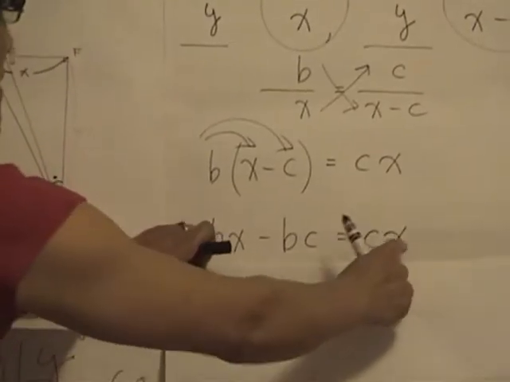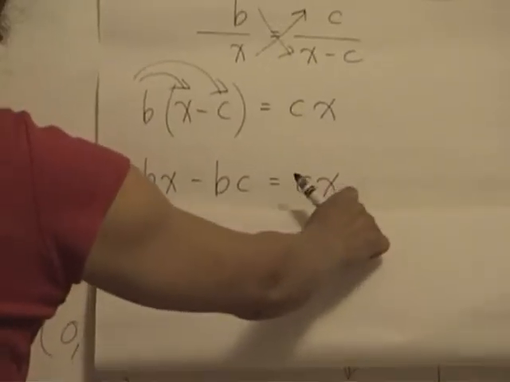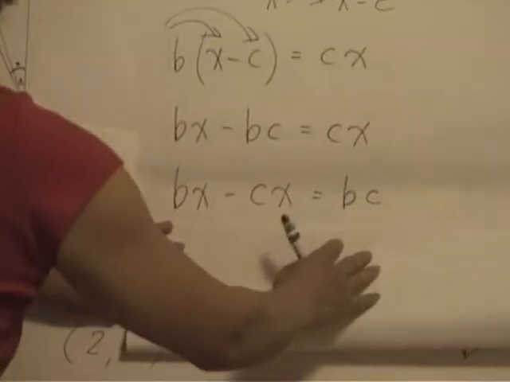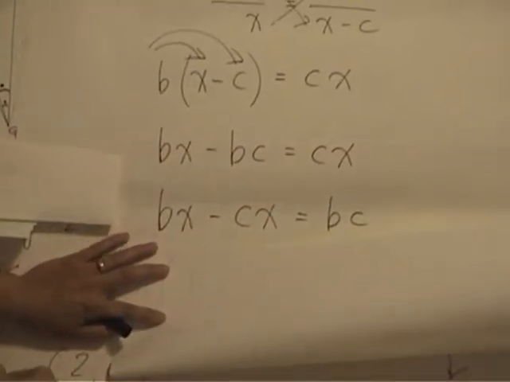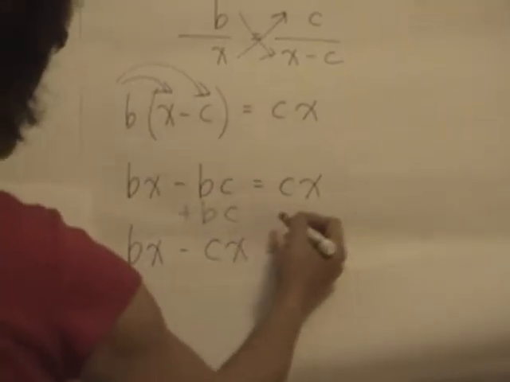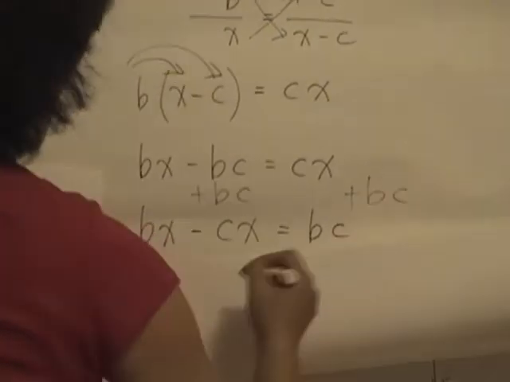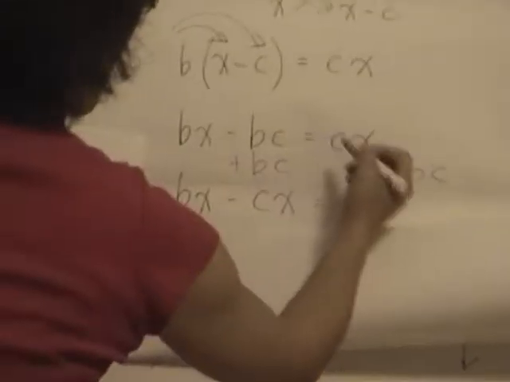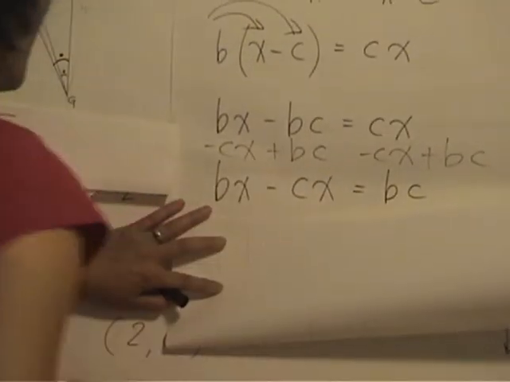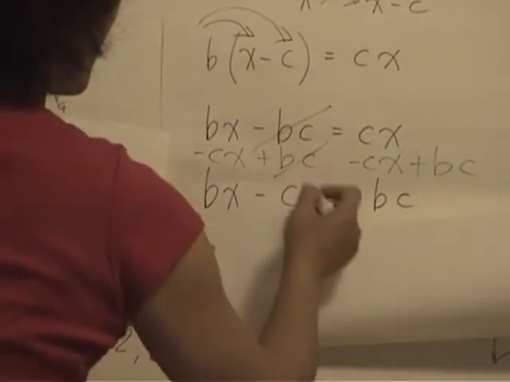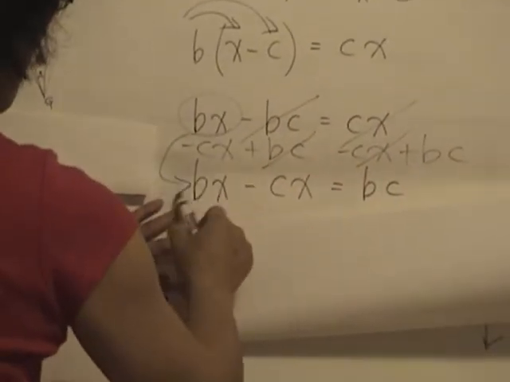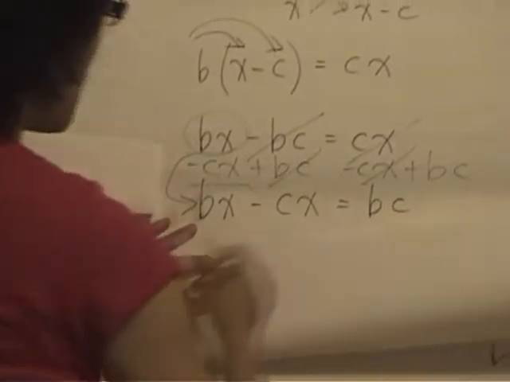Now we want to combine x terms together. So I transpose cx to left side. If this is not comfortable for you guys, you can add bc here, and then take cx here, take cx away. Then we can get rid of this, get rid of that. What's left? bx minus cx is equal to bc.